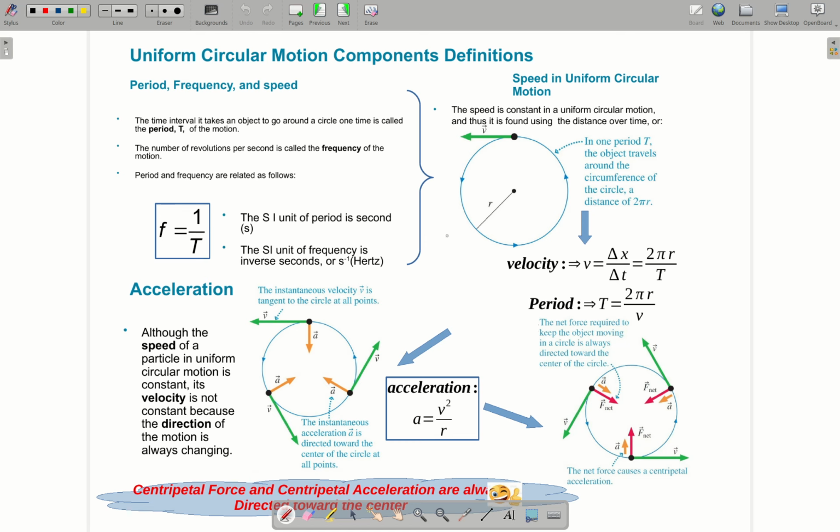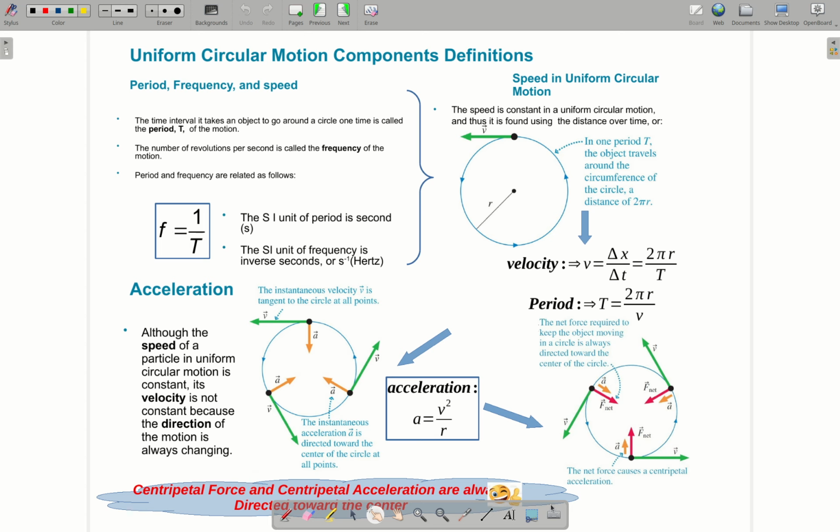Definitions. One definition we will have is how much time it takes to go around the circle once. So let's say I'm starting from here, going around the circle once. That is called a period. The time interval it takes an object to go around a circle one time is called a period. Another definition is, if I look at my watch and watch a circular motion, it will be going around and around and around. How many times it can turn, if it can complete one full circle in 1 second, is called the frequency of rotation.